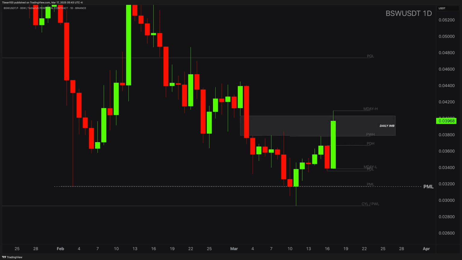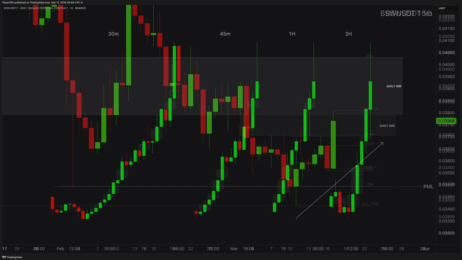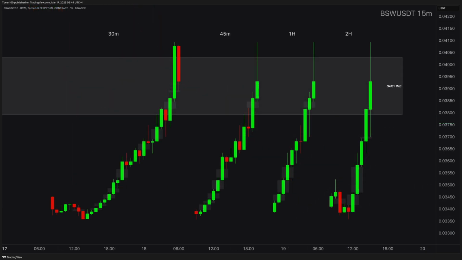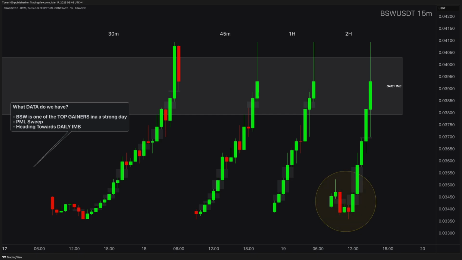Since then, buyers tried to dominate the sellers. They were pushing the coin upwards and upwards, trying to fill the daily imbalance upwards, as you can see. Now in our momentum layout, you may ask this question, why this coin? To be honest, nothing special at all. The only reason I detected this coin was it was in the top gainers and had a nice daily imbalance to be filled. Very simple couple of clues.